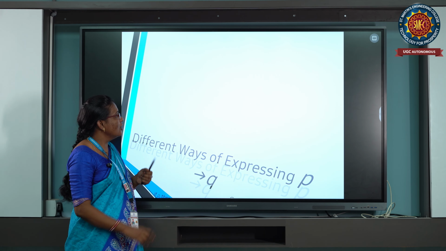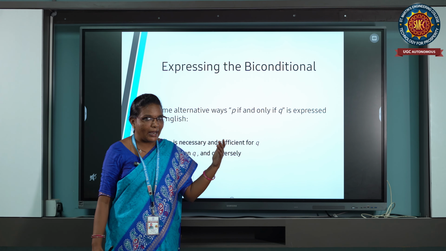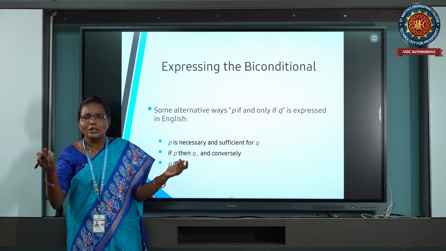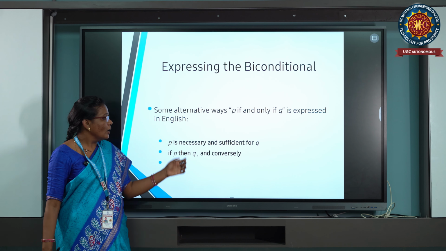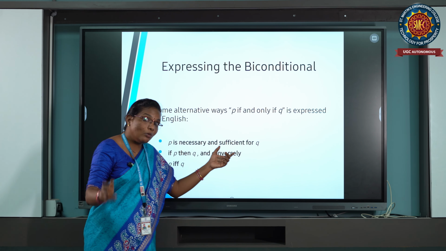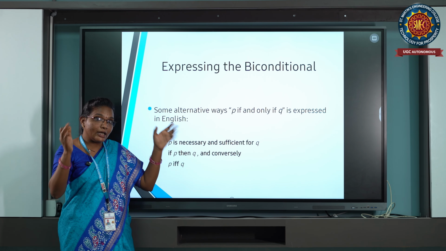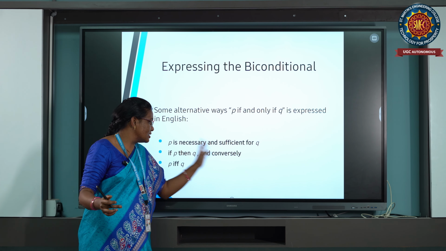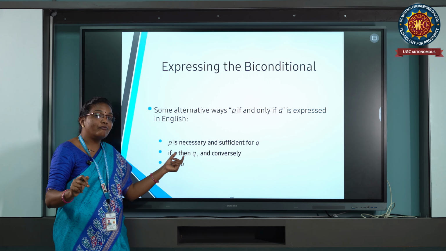Next, this is another way of expressing the biconditional. How are we expressing the biconditional? A simple way I can say is if P then Q. That also we can use. Basically we are using that one. So we can use this also: P is necessary and sufficient for Q. Both conditions are used here. So if we know this, we can solve for that one. If P then Q and conversely. If it is not, then if P, Q.